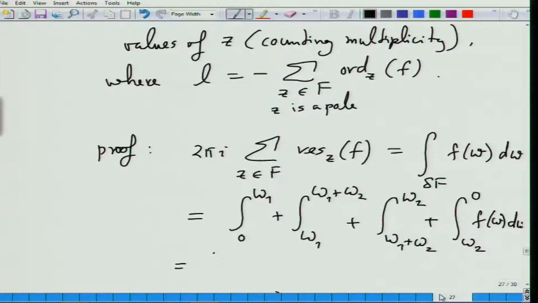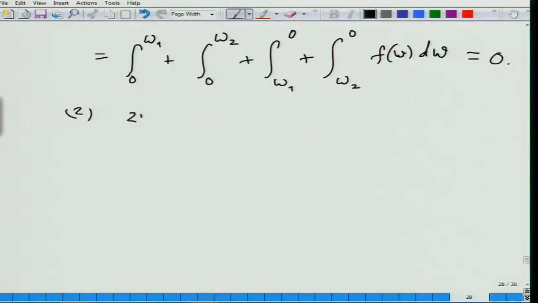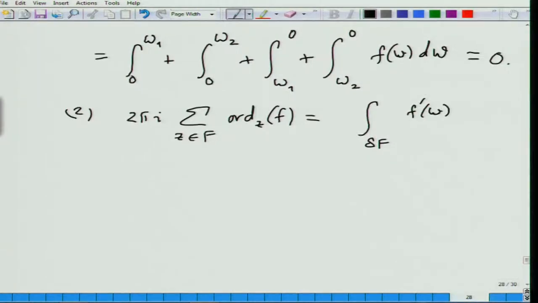Similarly, if you look at the second one, this is again straightforward, by Cauchy's integral formula. This is equal to the residues of f prime over f, which are precisely the orders of the vanishing, either zero or pole, with positive or negative sign.